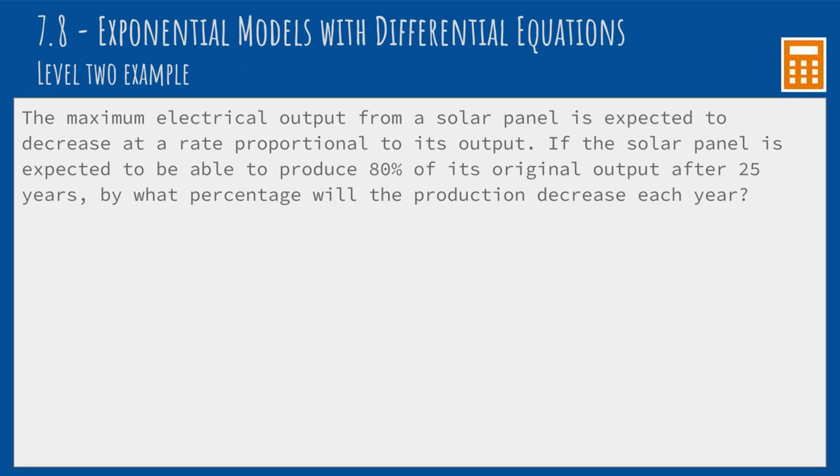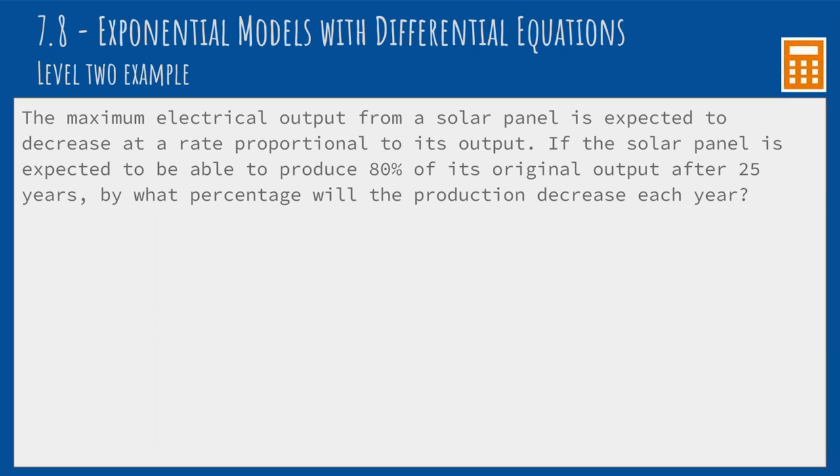Let's take a look at an example where we have solar panel production decreasing year over year. The idea here is a brand new solar panel is going to be producing more, and then as it ages, it's going to produce less and less. And the amount of production is pretty closely modeled by an exponential decay problem.